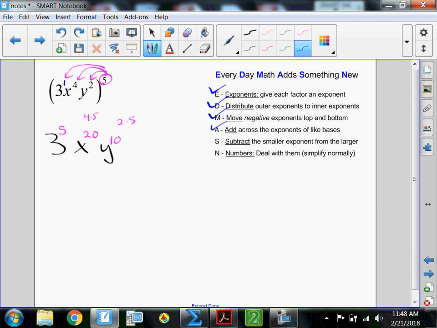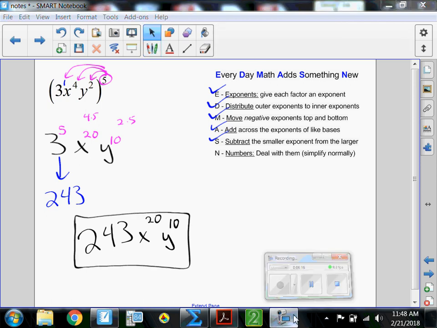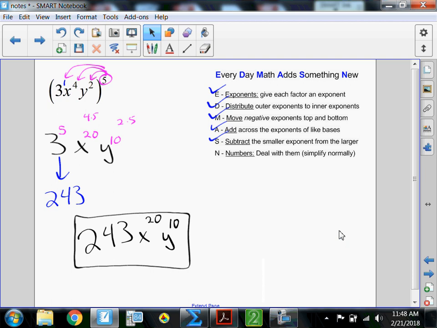Subtract, smaller exponent from larger. That's with fractions. I don't have fractions. And deal with the numbers. So 3 to the 5th, you can use your calculator. 3 to the 5th is 243. So my answer is going to be 243, x to the 20th, y to the 10th. Feel free to pause there, rewind if you need to. We are at the 6-minute mark now. We can go on to another example.